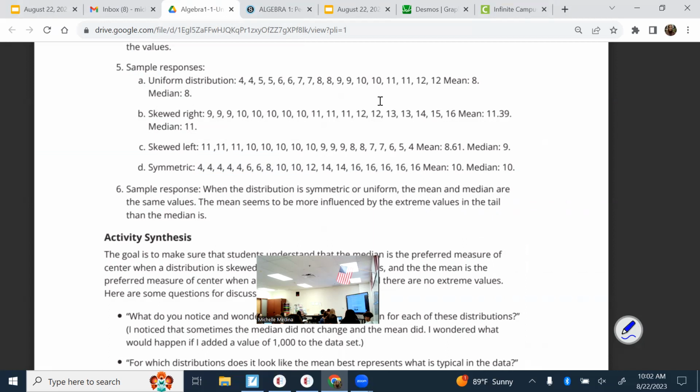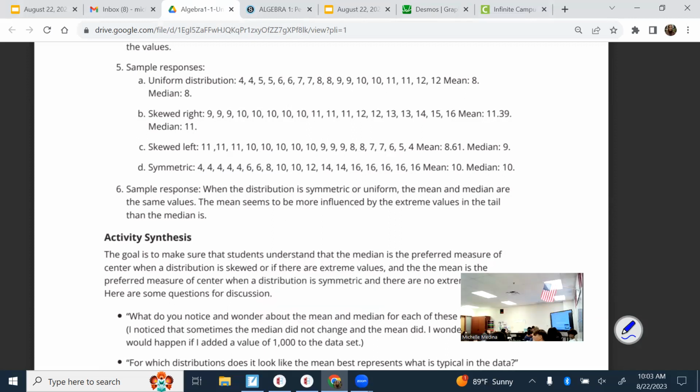When it's skewed right, the mean and median are usually different, but the mean is increasing. When it's skewed left, notice our mean decreased from the 10 that it was originally, and the median changed. And then when it's bimodal, the mean and median are still 10, approximately. So questions on that?